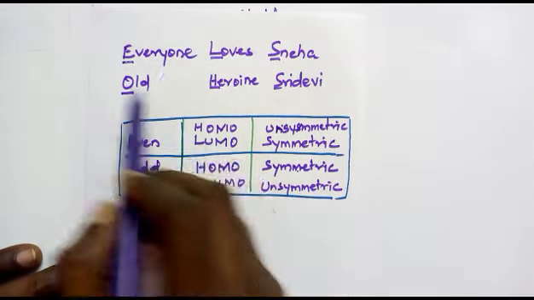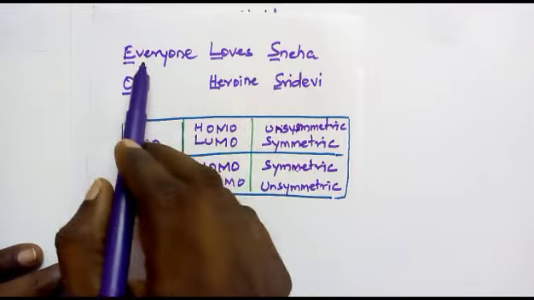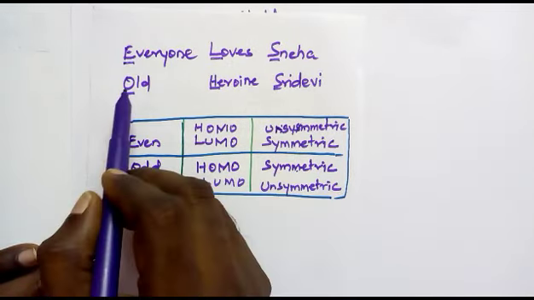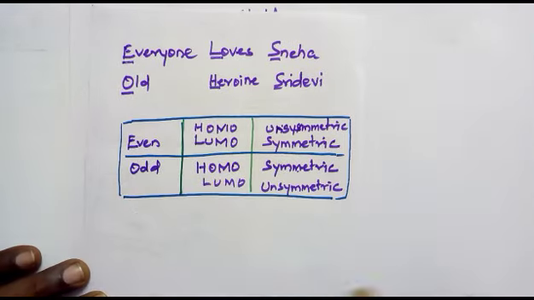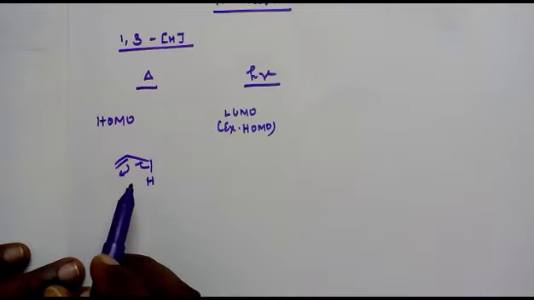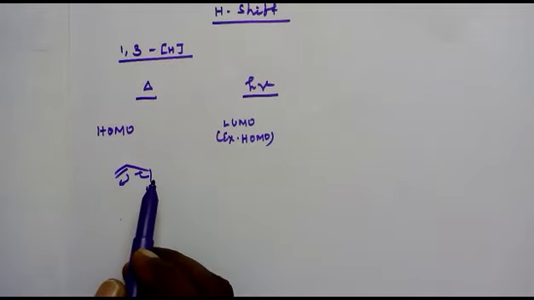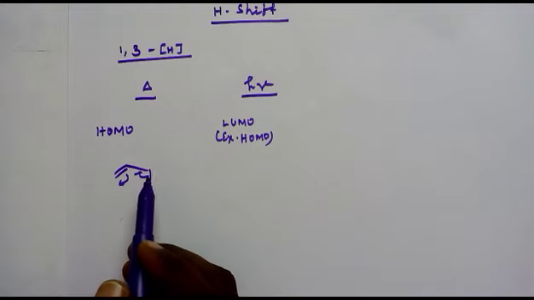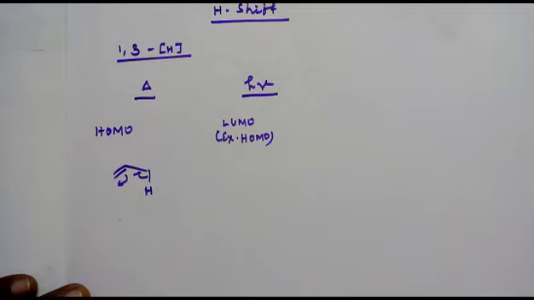If you remember this, it is enough. Everyone loves Sneha: even LUMO symmetric. Old heroine Sridevi: odd HOMO symmetric. That you need to remember. So here in this case, how many pairs of electrons? 2 pairs of electrons, I said, 1 from pi bond, 1 from sigma bond. 2 is an even number. So even LUMO symmetric. So draw the LUMO here first.